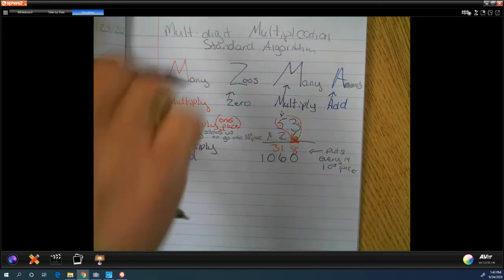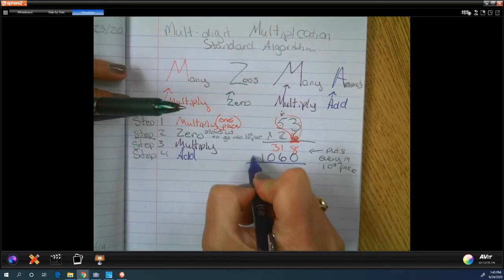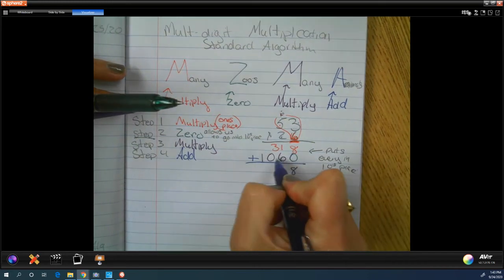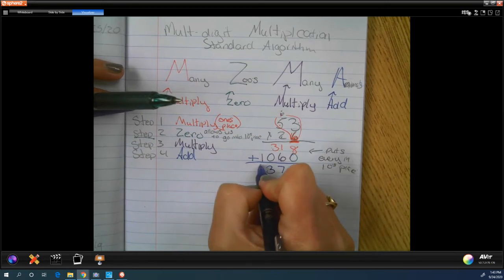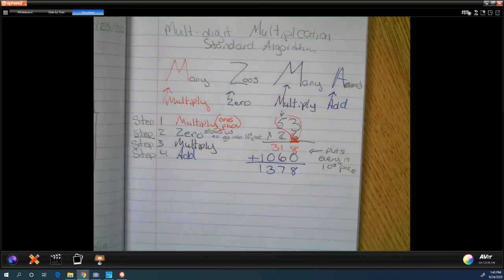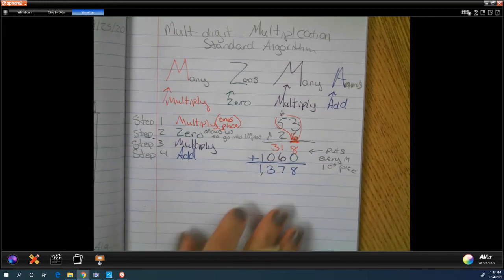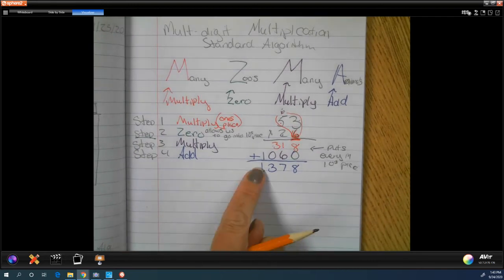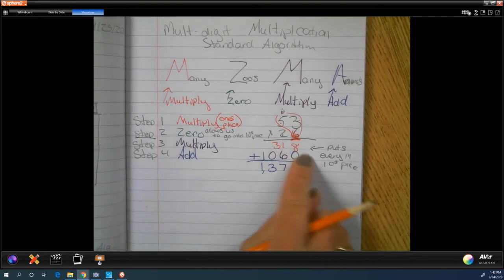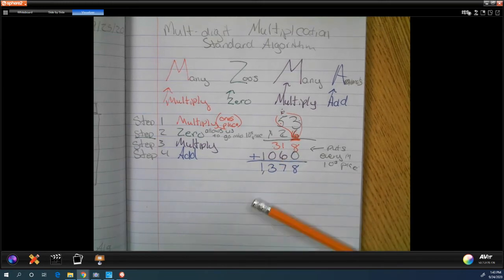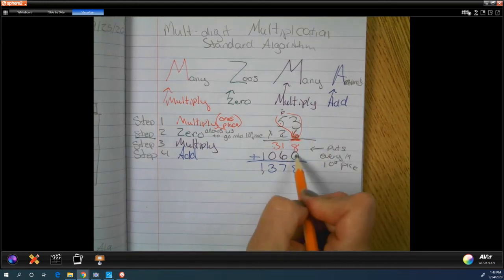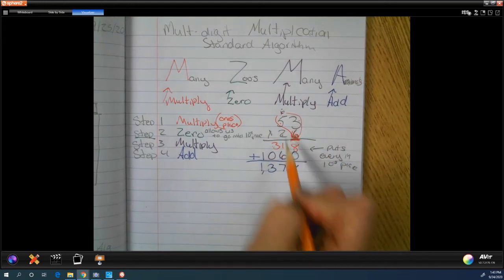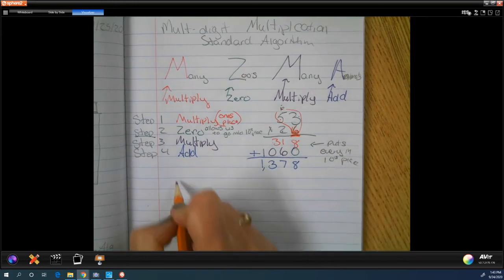Now my step 4 is to add. 8 plus 0 is 8. 6 plus 1 is 7. 3 plus 0 is 3. And 1 plus 0 is 1. Now, I can guarantee that almost any time you end up with an incorrect answer in multi-digit multiplication, it's because you did not add this 0. Every time you're doing multi-digit multiplication, you need to be putting a 0 to represent the fact that there's a second number there.